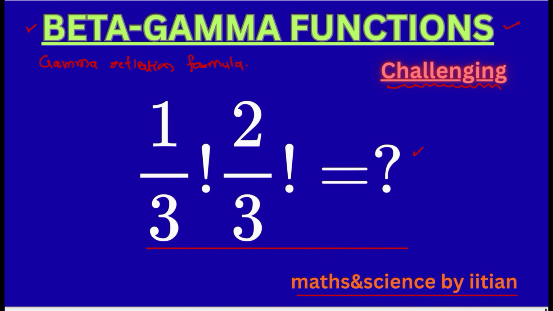Please pay attention till the end so that you will understand the concepts. I will go by the definitions straightforwardly, because if I go on proving each and every aspect, the lecture will be very long. I want to give a glimpse of the utility of the beta and gamma functions, an understanding of the gamma reflection formula and the relation between beta and gamma functions, and also to find factorial 1 by 3 from there, and factorial 1 by 3 into factorial 2 by 3.